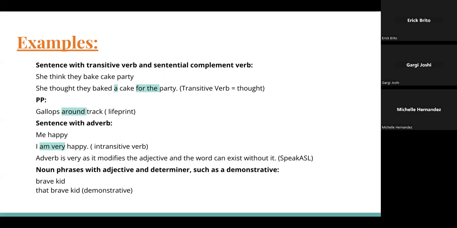A noun phrase with an adjective and a determiner, such as a demonstrative, is the phrase "that brave kid," with that being the determiner and brave kid being the adjective and the noun phrase. In ASL, as we'll see later, they don't really use many determiners, so "brave kid" is the translation into ASL. And again, as we did in the first sentence, "that brave kid" together means pointing to a kid and then signing brave kid. So you point to the kid and then you sign that that kid is brave.